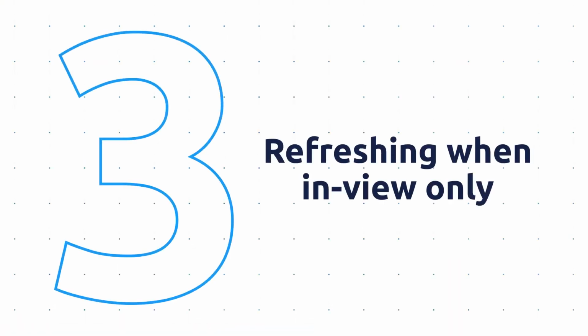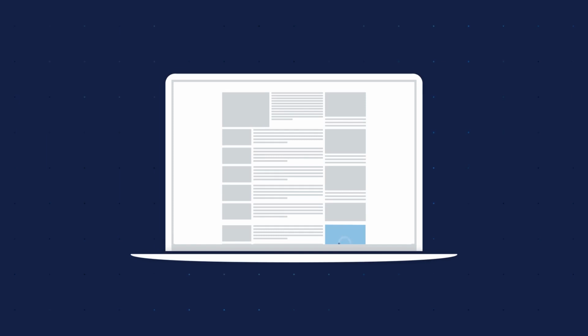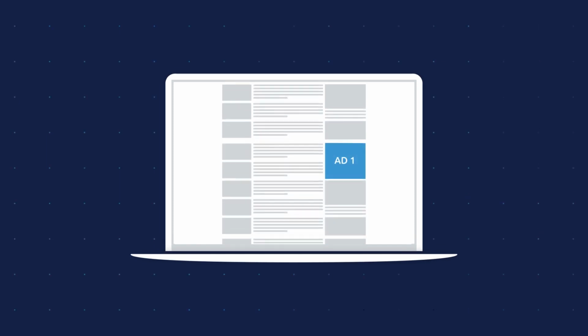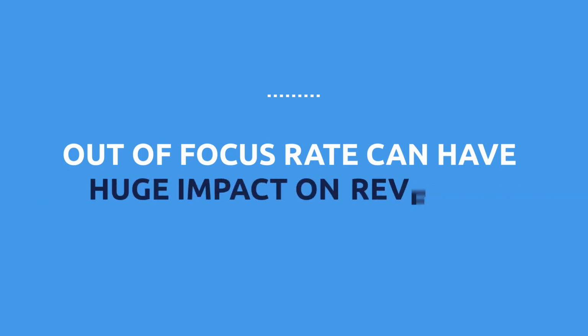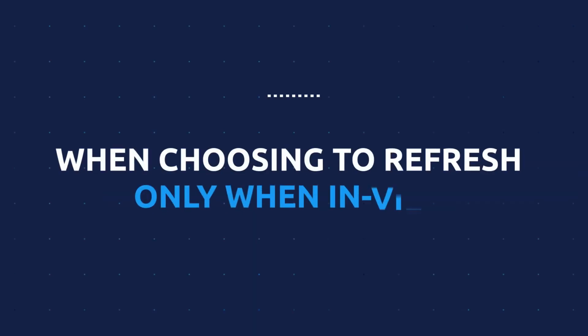Refreshing when in view only indicates that your ad units choose to refresh only when they know they are currently visible or about to be visible in the viewport. You can go as specific as breaking down exactly what the definition is, from 50% in view to 100% in view before you choose to refresh the unit. One thing to keep in mind here is that your out of focus rate can have a huge impact on your ad call volume and subsequently your revenue when choosing to refresh only when in view. If your website has a high out of focus rate, meaning that users may keep your website open in a separate tab but not actively be viewing it, you'll find that choosing to refresh only when in view will cause a huge change in your ad call volume.